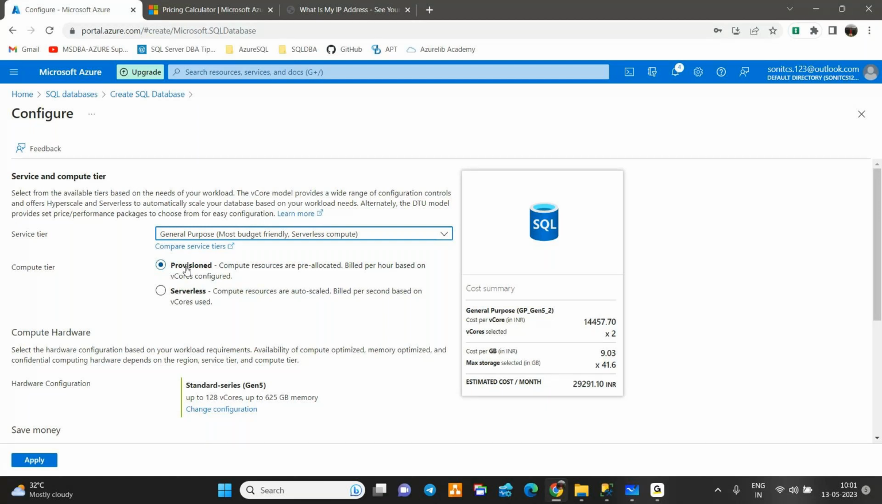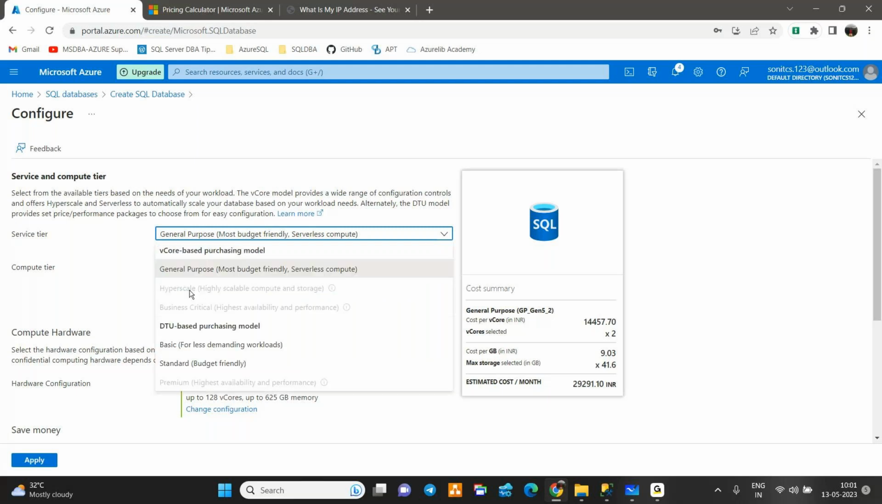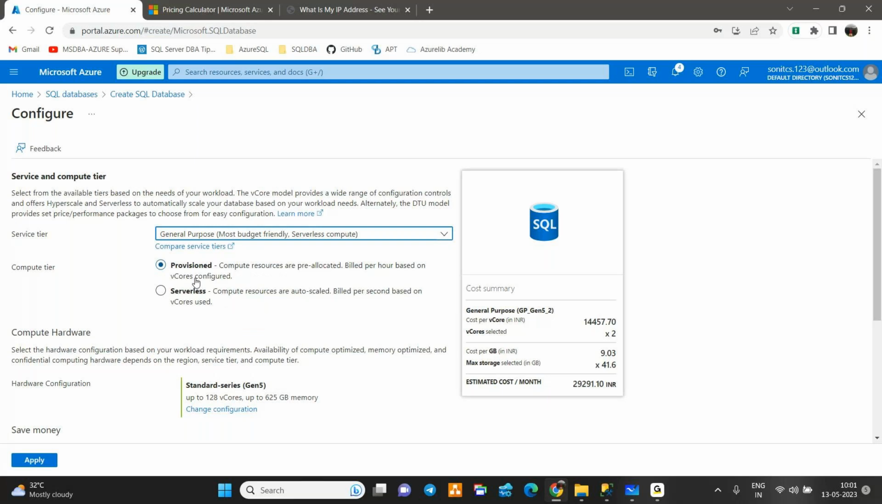This is available only when you are deploying general purpose. You won't see it in hyperscale, you won't see it in business critical. Only in general purpose you will see provisioned and serverless. This is also one of the most important interview questions: what is serverless deployment? We'll see that in a while. When you go for provisioned, your CPU and memory will be pre-allocated to your database, and only your database can access that CPU and memory. No one else can access it. Please make a note.